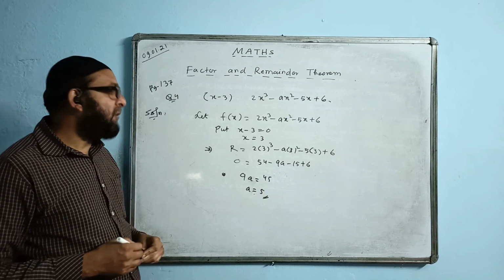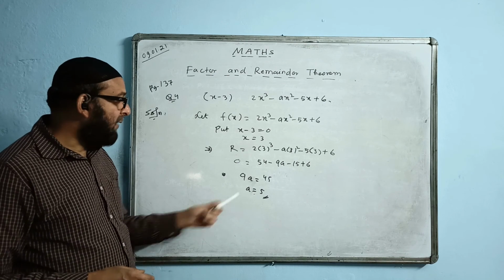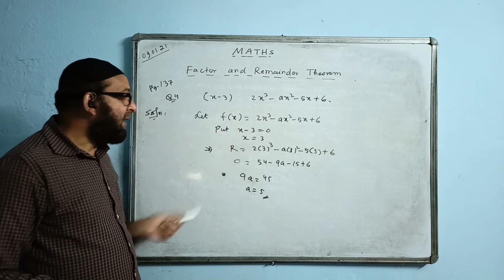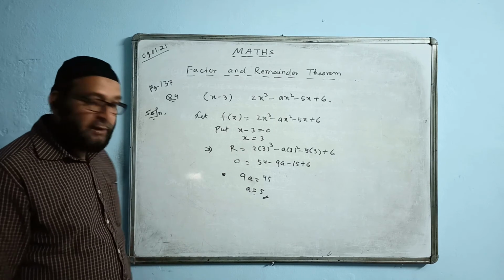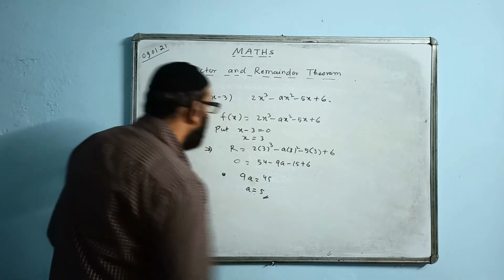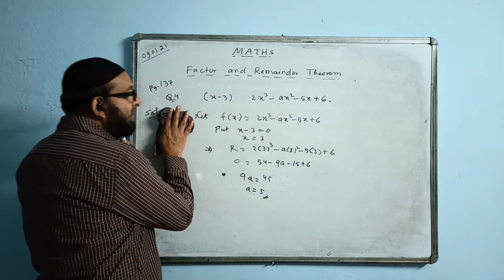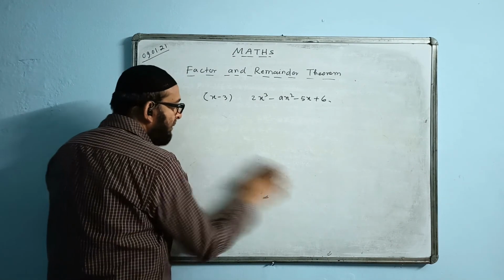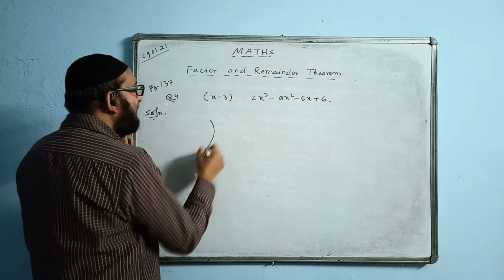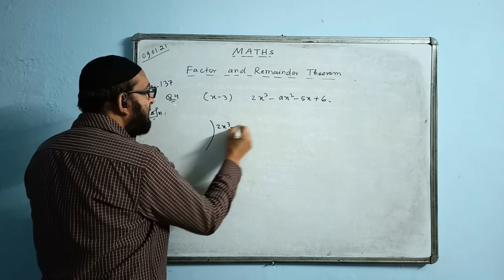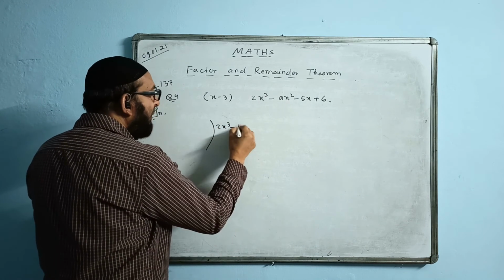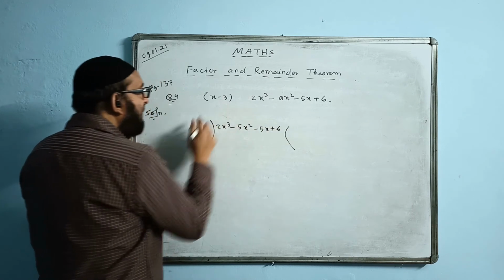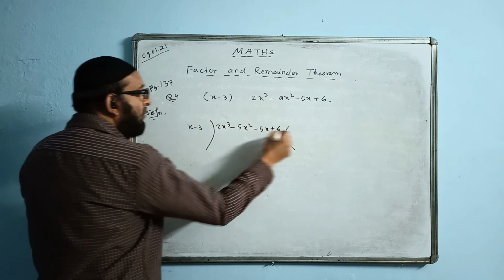Now they are asking to factorize the expression completely. The value of a, 5, we will put here, and then we divide to find the other factors, the remaining factors. So for that we have to do the division. This is 2x cube minus a value, which is 5, 5x squared minus 5x plus 6. And we will divide by x minus 3 now.